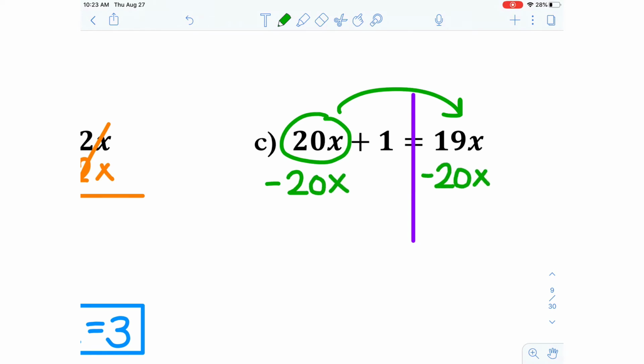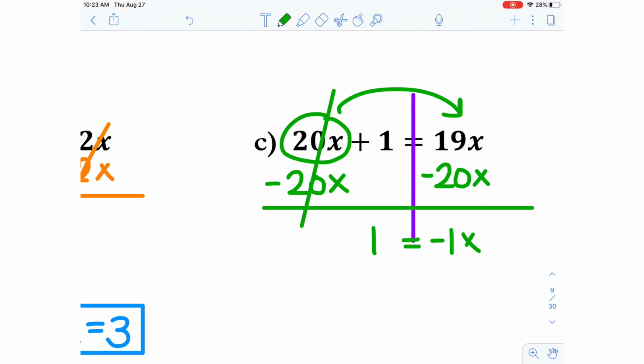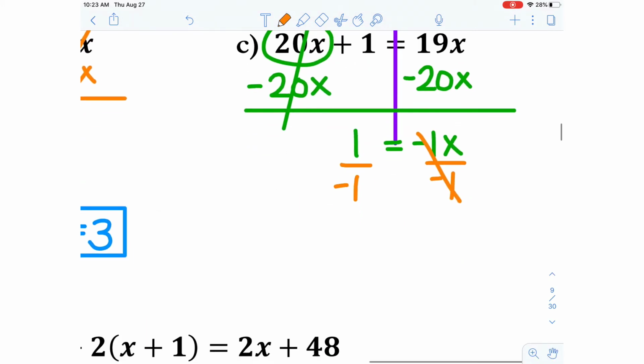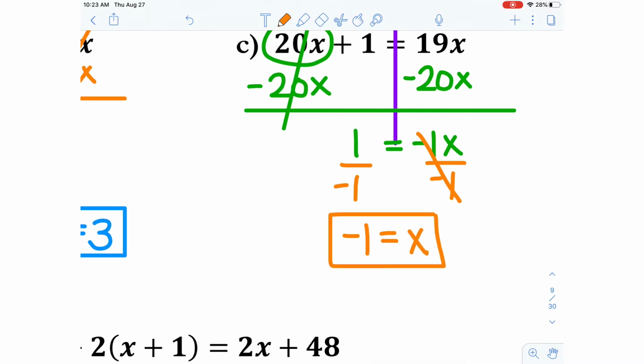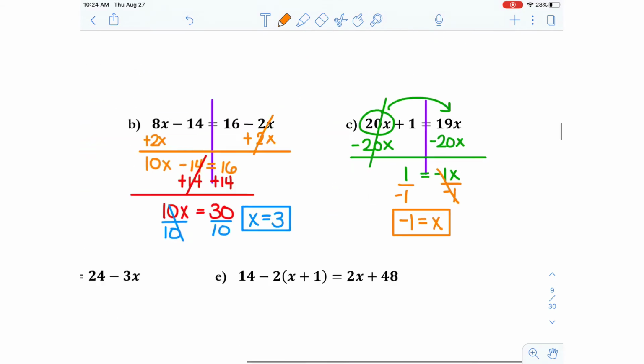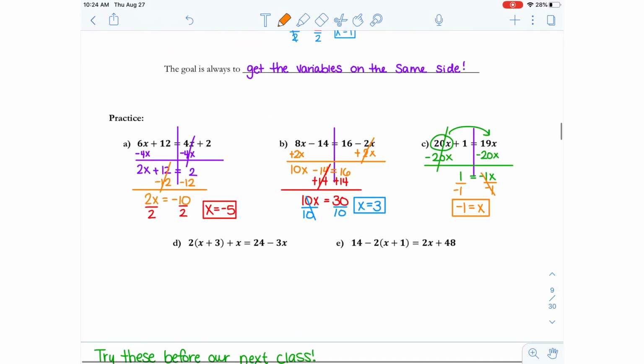Because really, it doesn't matter which way you go. I just like to have the x on the left. I'm left with a positive 1 equals 19 minus 20 is negative 1x. And just like before, we're trying to get x by itself, so let's just divide by negative 1, and I'm left with negative 1 equals x. So I could rewrite that as x equals negative 1, or I could leave it, doesn't matter.